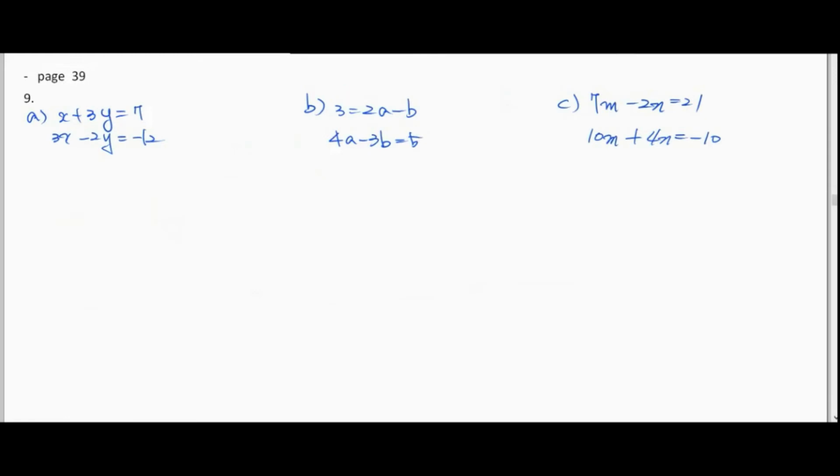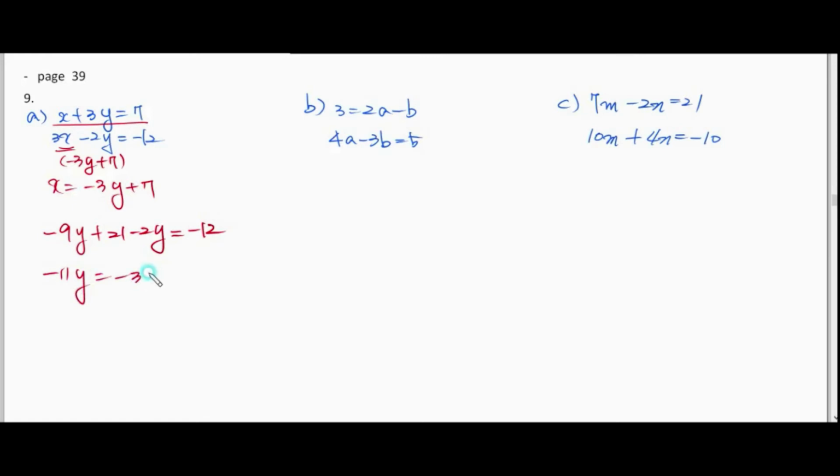This is question 9. We should just solve each of these systems and check our answers. Modifying the first one, x equals negative 3y plus 7. So this is negative 3y plus 7 right here. Multiplying by 3, it will be negative 9y plus 21 minus 2y equals negative 12. Let's organize it: negative 11y equals negative 33, and y equals 3. We find the x right here, with 3 here. So x plus 9 equals 7, then x is negative 2.